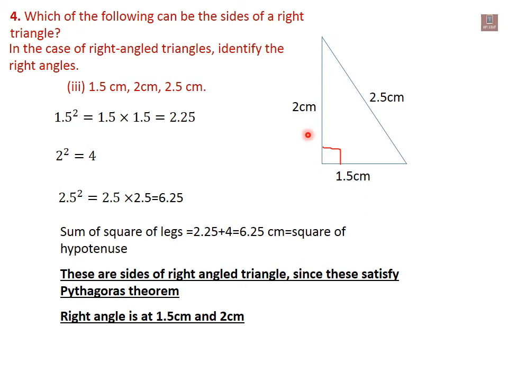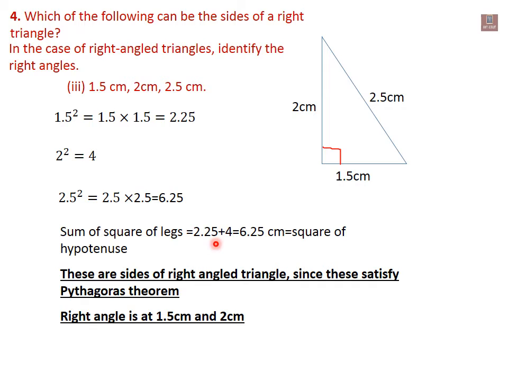So what shall we do? Let us square each side. 1.5 square is 1.5 into 1.5, which is 2.25. Now let us square the second side, 2 centimeter. 2 square is equal to 4. Now let us square this one also, the larger number. If it is a right angle triangle, then the larger number becomes the hypotenuse. 2.5 square means 2.5 into 2.5, which is equal to 6.25.